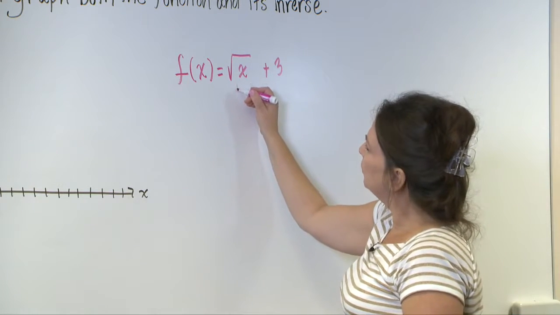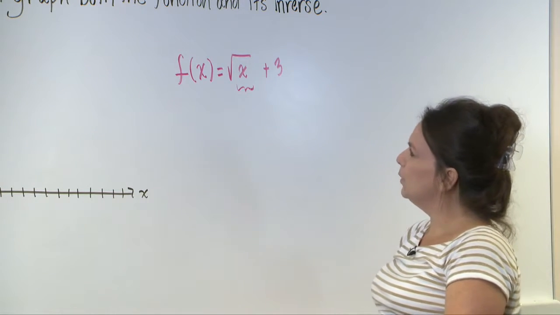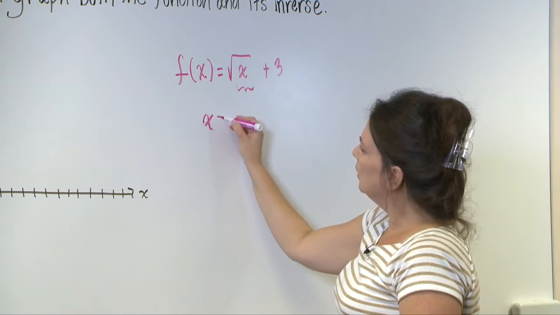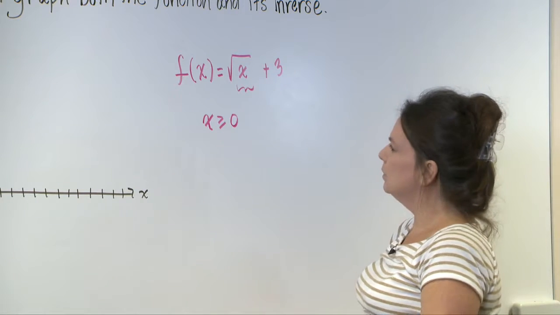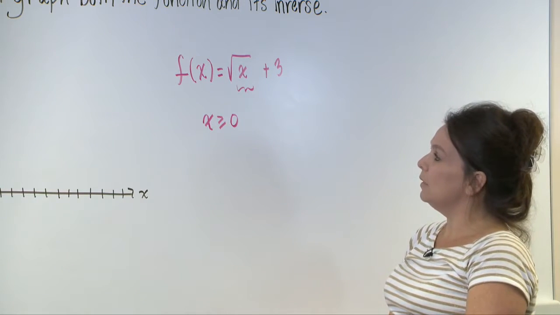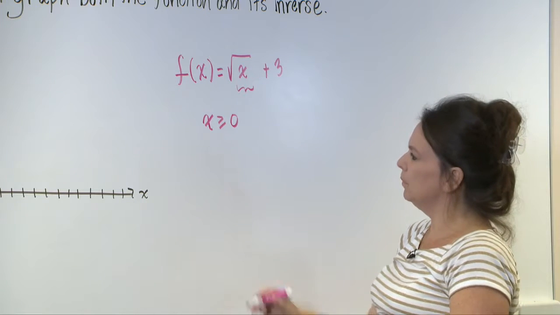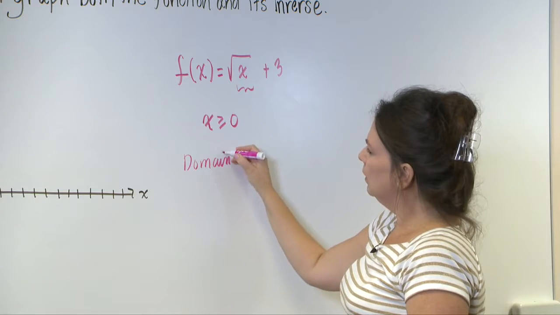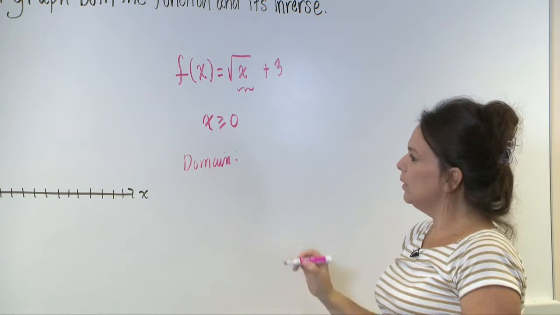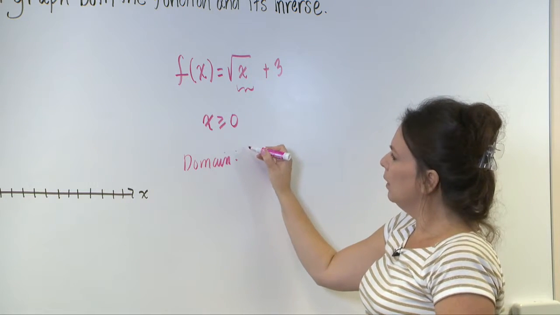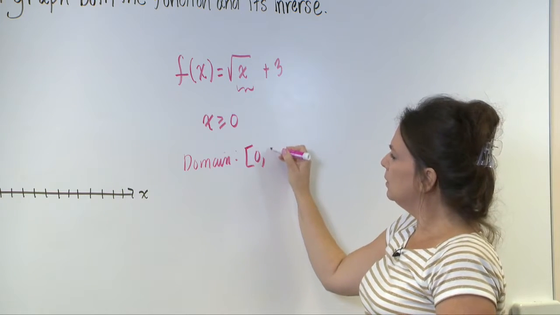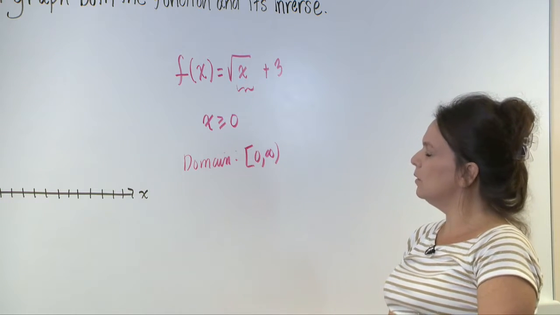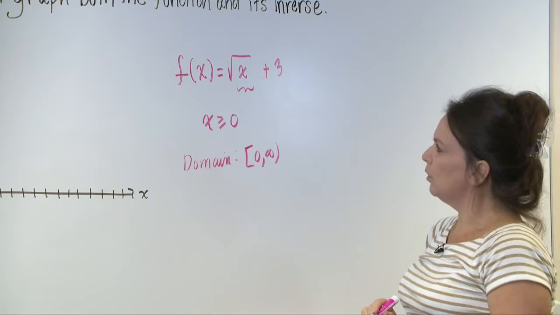So looking here at what's underneath the square root, we have x. So I'm going to take x and put it greater than or equal to 0. This tells me the domain of the function. So I have that the domain is greater than or equal to 0, and that is from 0 to infinity. I'm using a square bracket here at 0 because of the or equal to part.